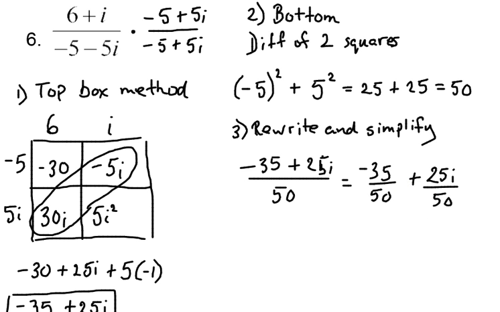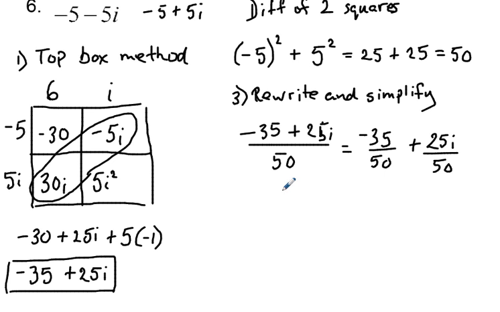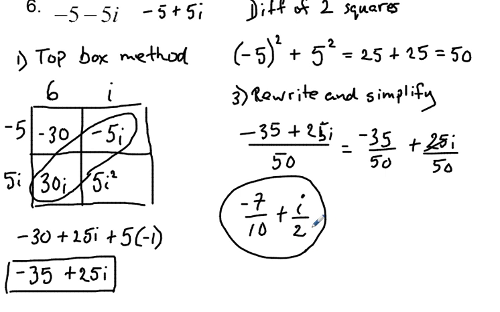The biggest number that goes into negative 35 and 50 evenly is 5. And this is going to reduce to negative 7 over 10. The biggest number that goes into 25 and 50 evenly is 25. The 25 will become a 1, and we'll be left with i. 50 divided by 25 is 2, so our final answer is going to be negative 7 over 10 plus i over 2.